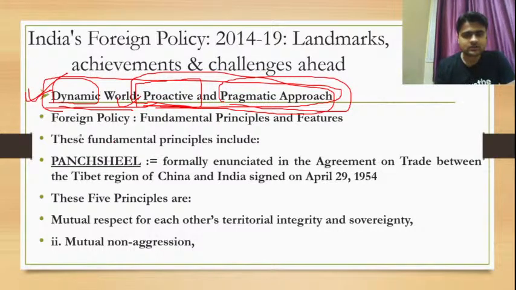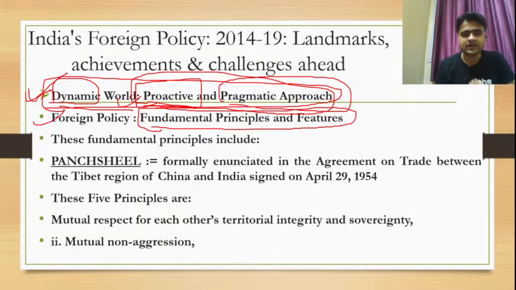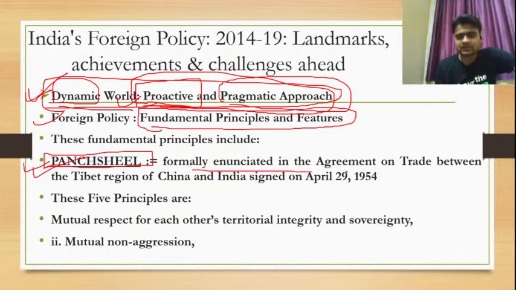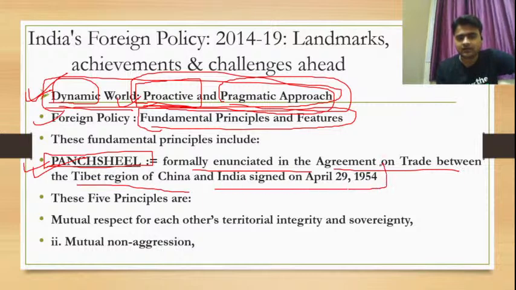Okay, so now let us look into some of the fundamental principles and features of our foreign policy. The first fundamental principle is Panchsheel. All of you might be aware of this. It is a very important fact and can be a very probable prelims question. It was formally enunciated in the Agreement on Trade between the Tibet Region of China and India, signed on April 29, 1954, and there are 5 principles.